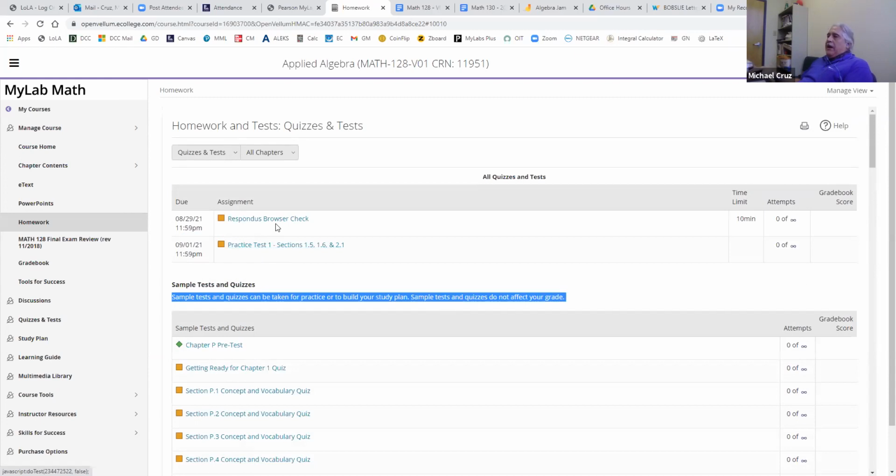But the things that I've assigned is, first of all, the browser check, because you're going to have that in order to take the actual test. All right, because you're going to have the lockdown browser, and then this is the one that I've installed, and that's what I was just looking at that problem from.